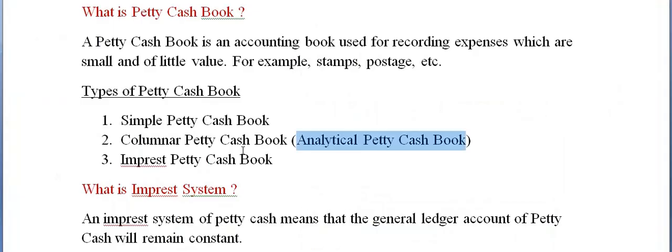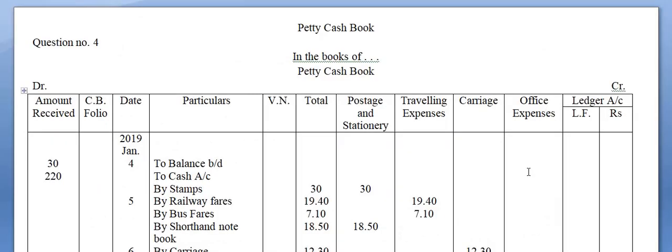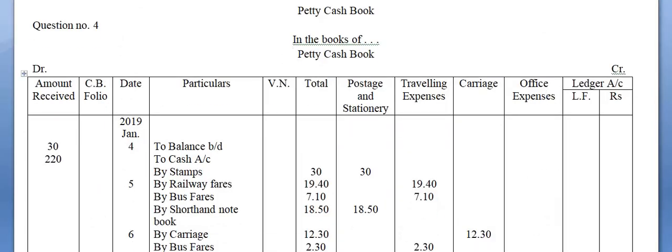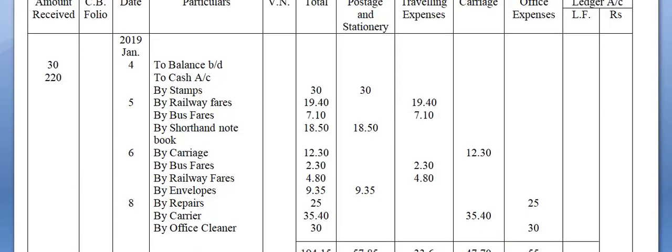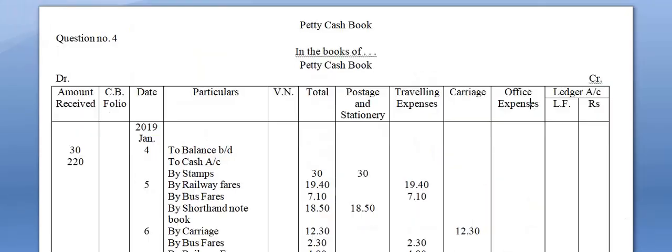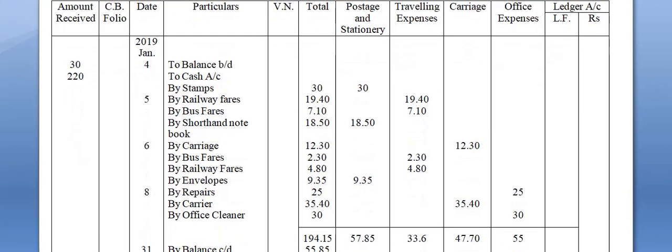Now, why do we need this analysis or various columns of petty cash book? This analytical petty cash book is very much useful because ultimately, in total, we can say at the end that the total of the postage and stationery was 57.85. For traveling expenses, the total was 33.6. For carriage, the total was 47.70, and for office expenses the total was 55.